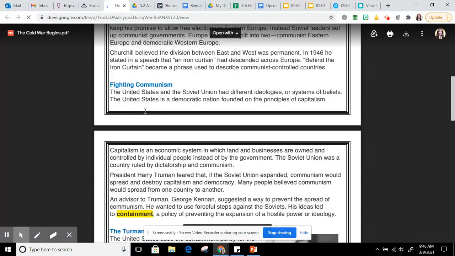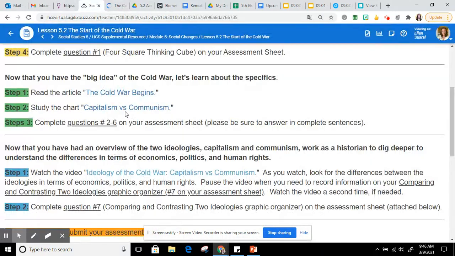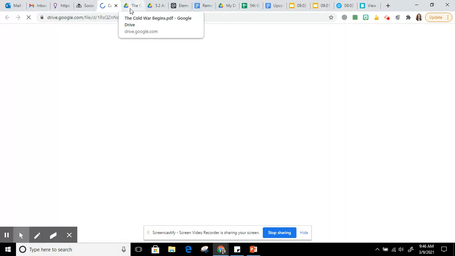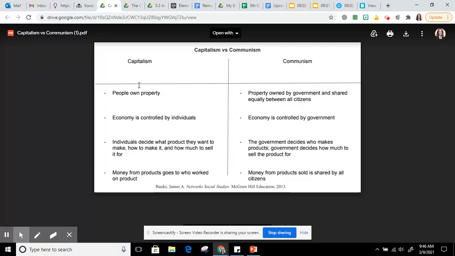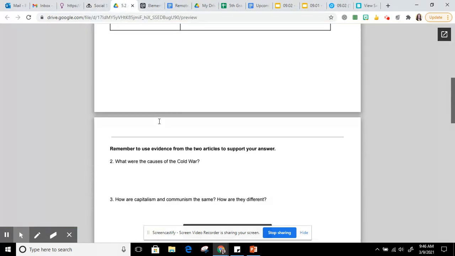Okay, so you've got this article, and you'll have the audio for it, about 2.5 pages. And then you've got this chart. Just pulling up here, capitalism versus communism. This is going to show you the difference between a capitalism government and a communist government. So make sure you view that. And then it says you're going to need to answer questions 2 through 6. So let's take a look at 2 through 6.